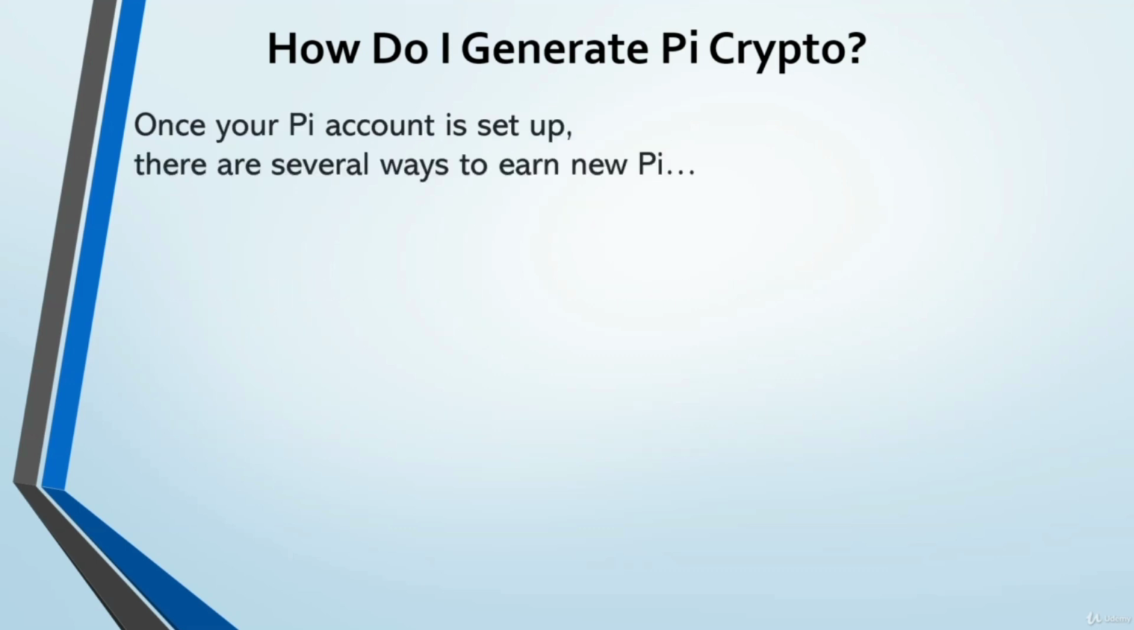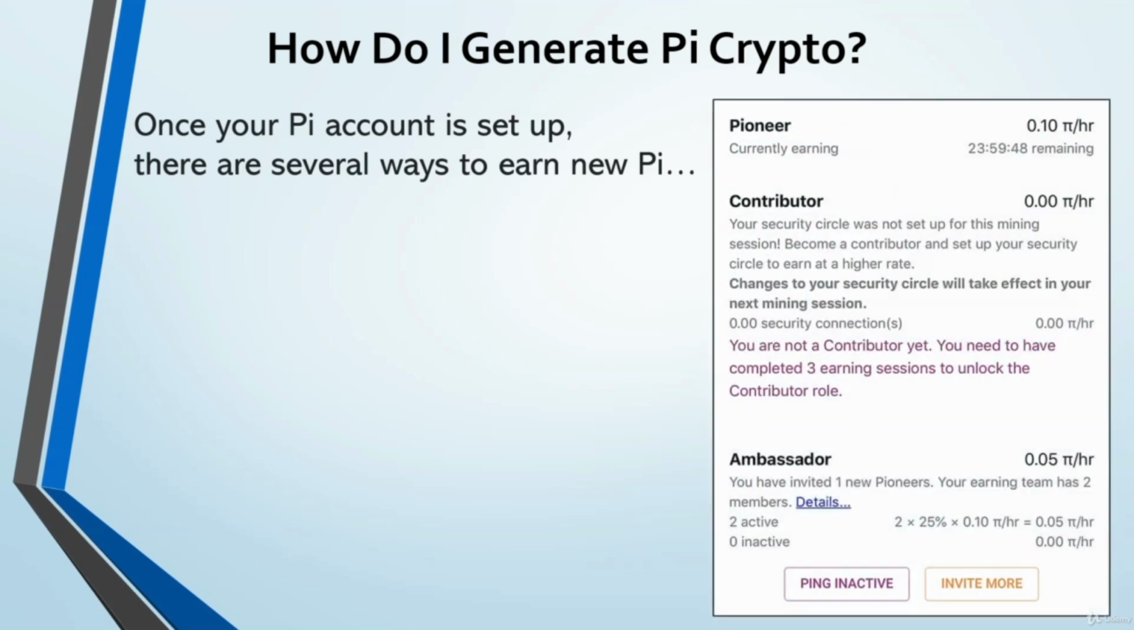within the Pi community. So once your Pi account is set up, there are several ways to earn new Pi currency. First of all, as you can see here, you can be the pioneer, which is simply where you click one button a day, and that earns you 0.10 Pi per hour, at least at the current rate as we're recording this. You can also be a contributor.